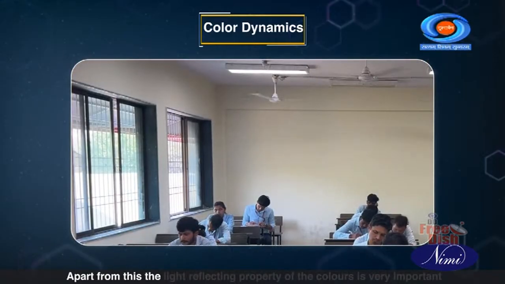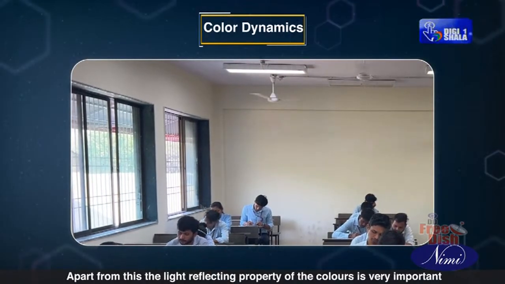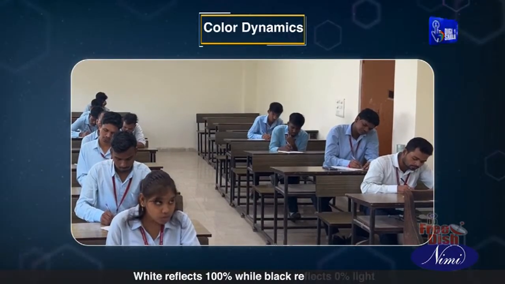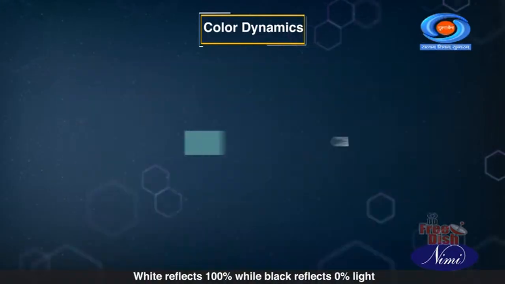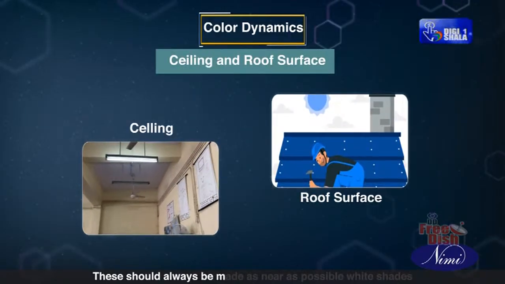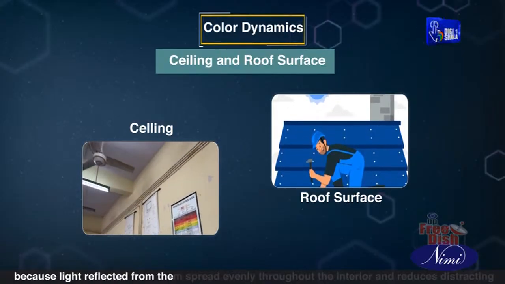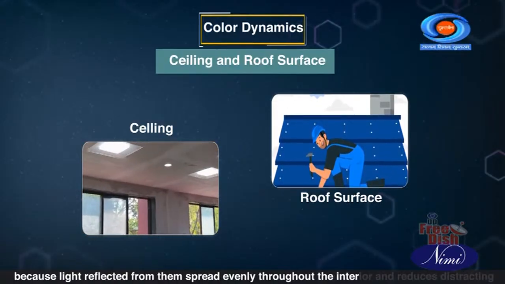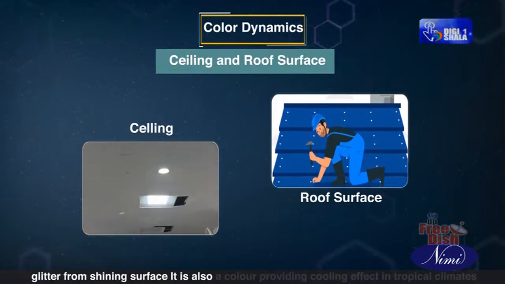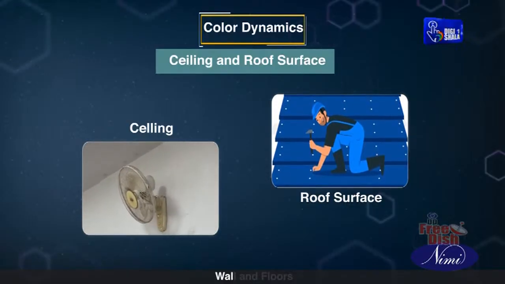Apart from this, the light reflecting property of the colors is very important. White reflects 100% while black reflects 0% light. Ceiling and roof surface. These should always be made as near as possible to white shades because light reflected from them spreads evenly throughout the interior and reduces distracting glitter from shining surfaces. It is also a color providing a cooling effect in tropical climates.